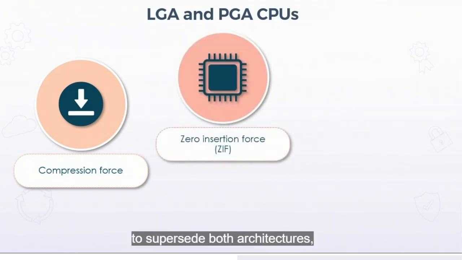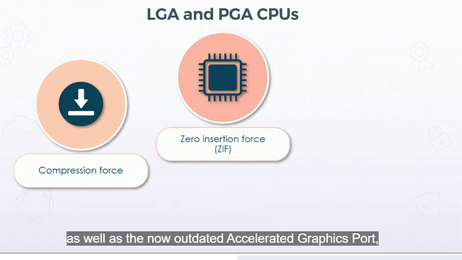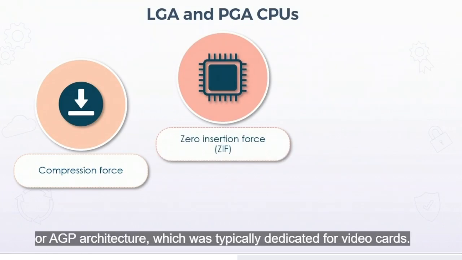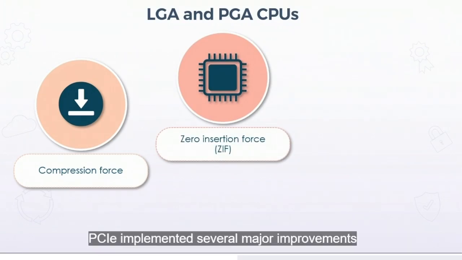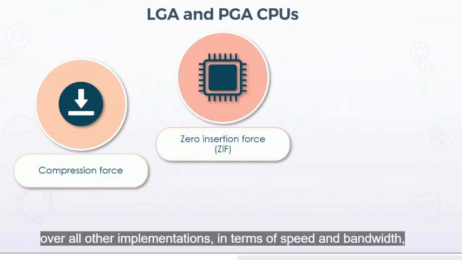So the zero insertion force, or ZIF socket, was later introduced to alleviate this problem. A small lever on the side of the socket was raised, which moved the platform slightly to open up the space in the holes, allowing the processor to literally just be dropped into place.